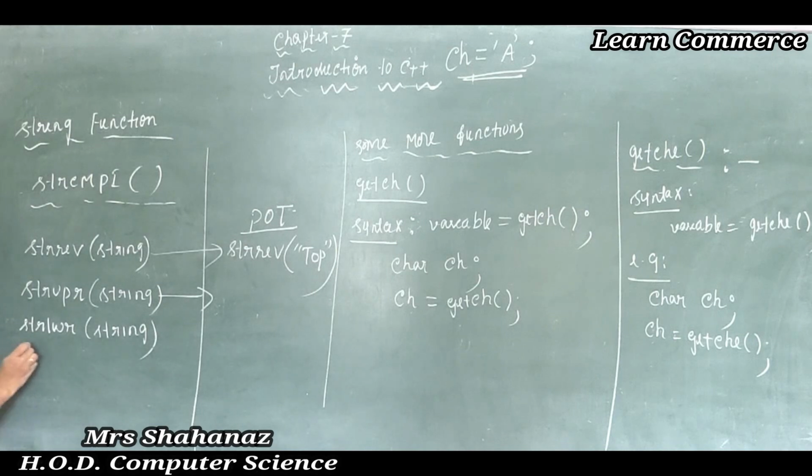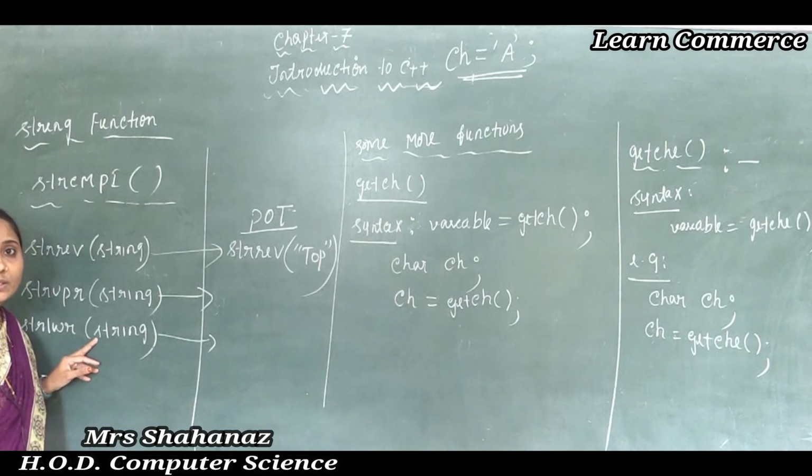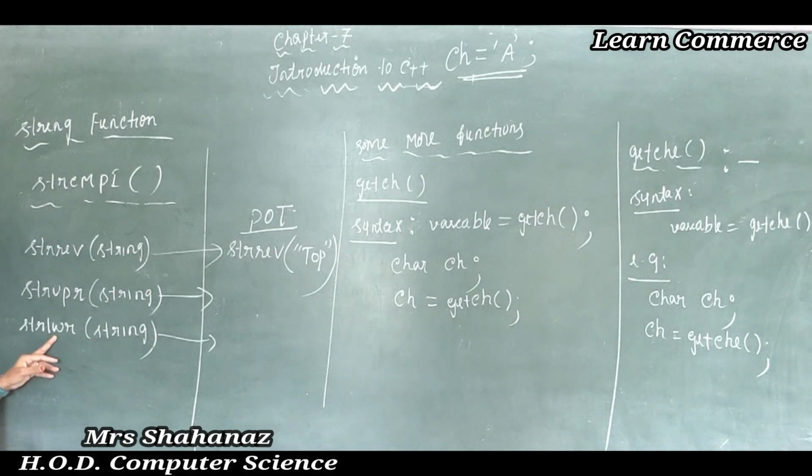And next one, strlwr of string. That means in this case it converts the string to lowercase characters. Okay, whatever string you have written in uppercase, it just converts it to lowercase letters. Is this point clear here?